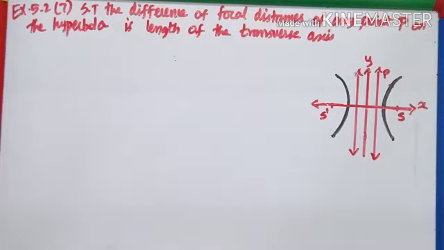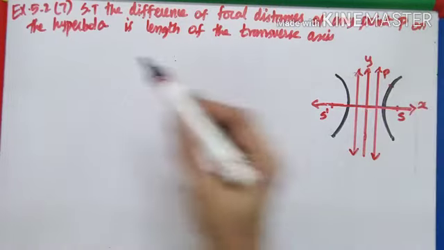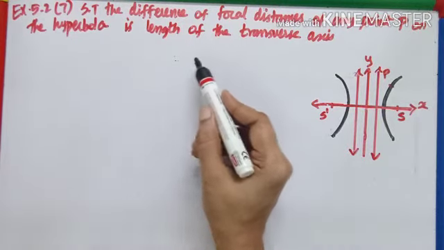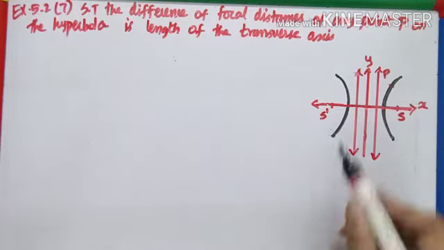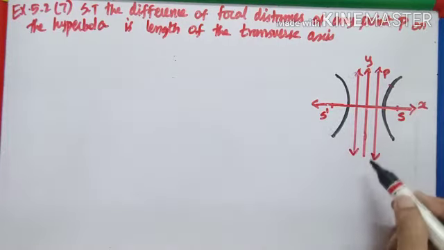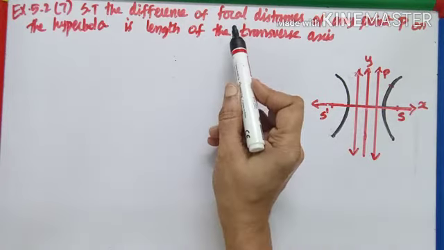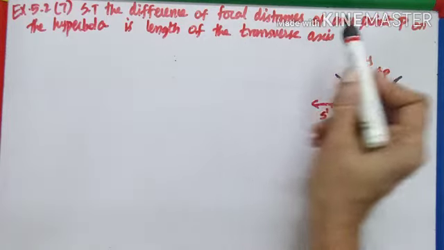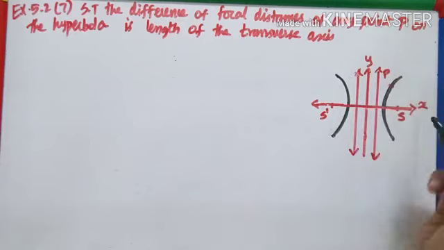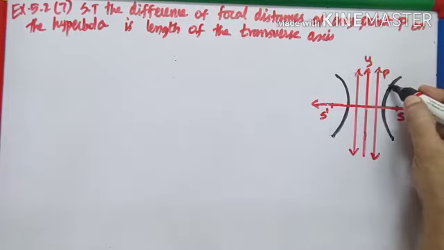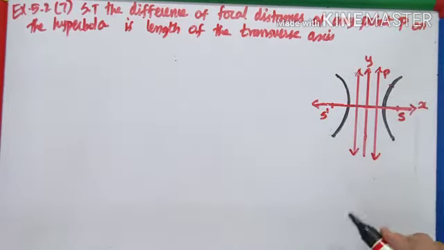Exercise 5.2, question number 7. Show that the difference of focal distances of any point P on the hyperbola is the length of the transverse axis. We have X, Y axis. We have marked the two foci. The question is focal distances of any point P. So P is on a hyperbola which we have marked.